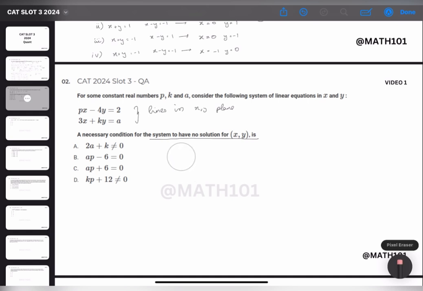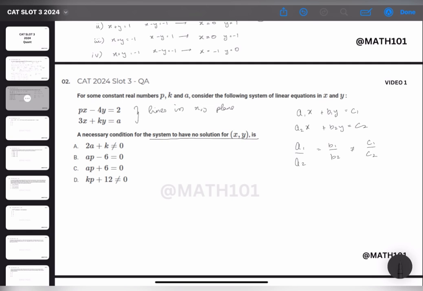So first let's make the generalization: a1x plus b1y equals c1, and a2x plus b2y equals c2. These lines would be parallel when a1 upon a2 equals b1 upon b2. And for this to have no solution, there would be an additional condition that this does not equal c1 upon c2.